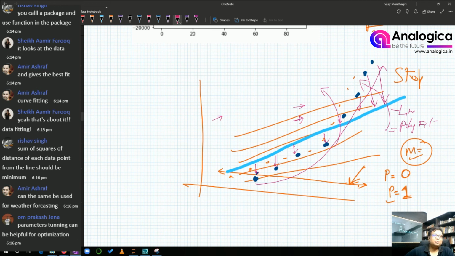Of course, in this much there are not too many parameters. So this is a very simple problem. Parameter tuning is going to come into play when you have so many features that tuning will be required.